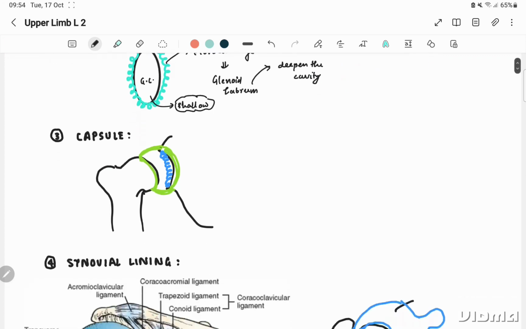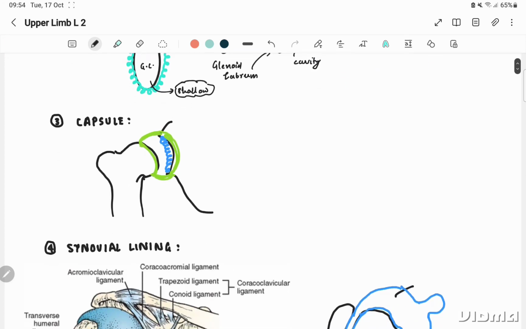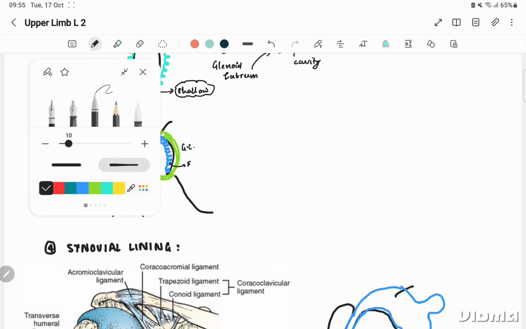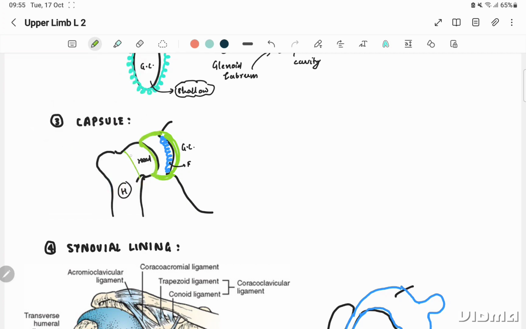Okay. Then we will talk about the capsule of the shoulder joint. So let's say this is the humerus, and this is the head of the humerus. This is the glenoid cavity, and this is the fibrocartilage. So the capsule forms around this, around the anatomical neck of the humerus. So there is some problem in the diagram. This is the anatomical neck. So capsule will pass like this, not like this. Okay.